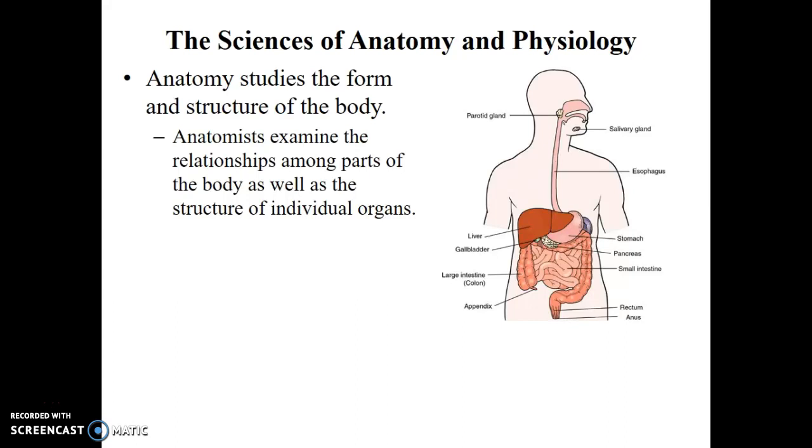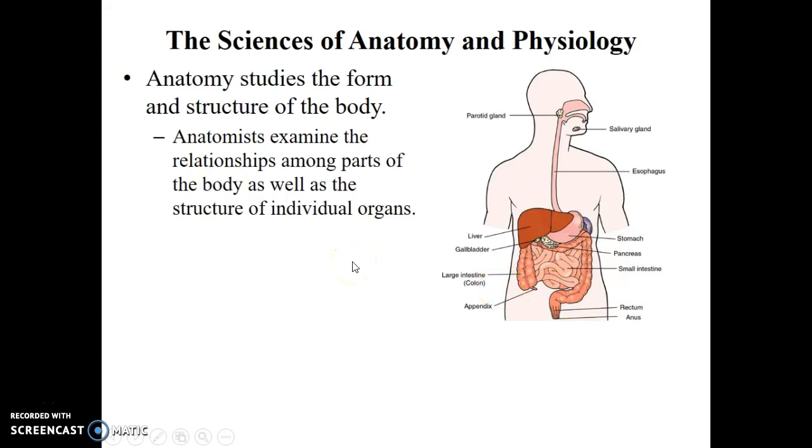So the first thing we'll talk about is what anatomy is and what physiology is. The term anatomy means the study of form or structure. And since we're studying human anatomy, we're going to be looking at the structure of the human body. This is a figure that shows the digestive system. You have all different parts of the digestive system: your salivary glands, the esophagus, the mouth, the liver, the stomach, pancreas, gallbladder, large and small intestines, all part of that digestive system.